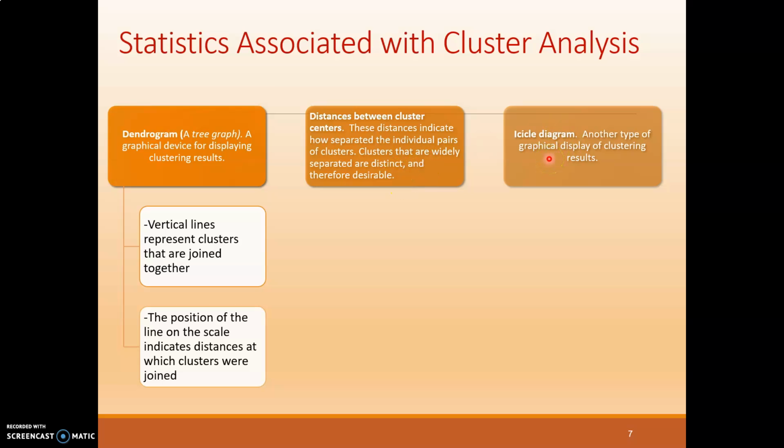The next one, icicle diagram. It's another type of graphical display of clustering results. So here the clustering result is represented in two ways. One is the icicle graph, another is the dendrogram. In the dendrogram, the vertical lines represent clusters that are joined together. The position of the line on the scale indicates the distance at which clusters were joined.